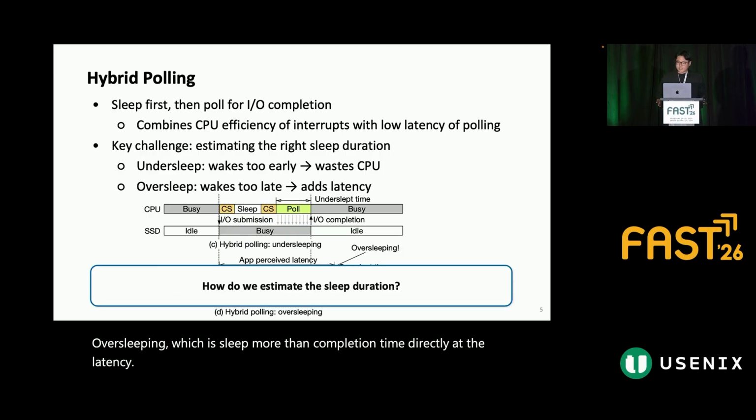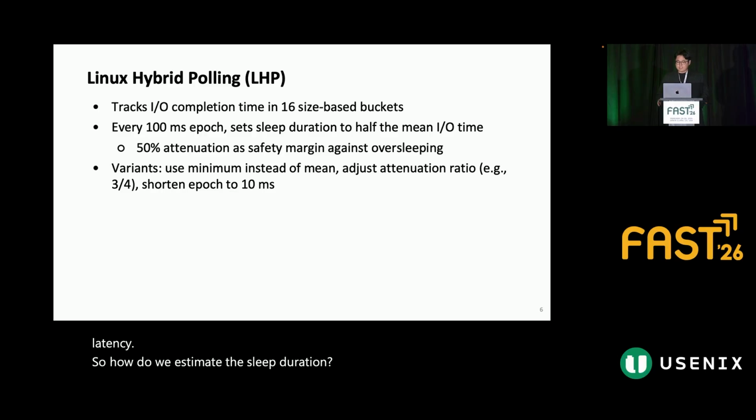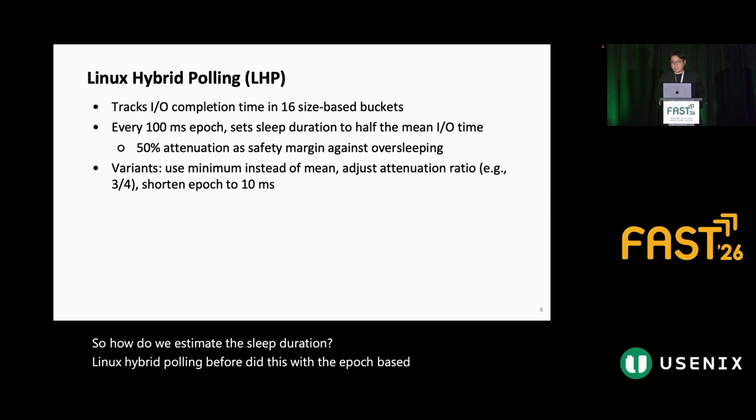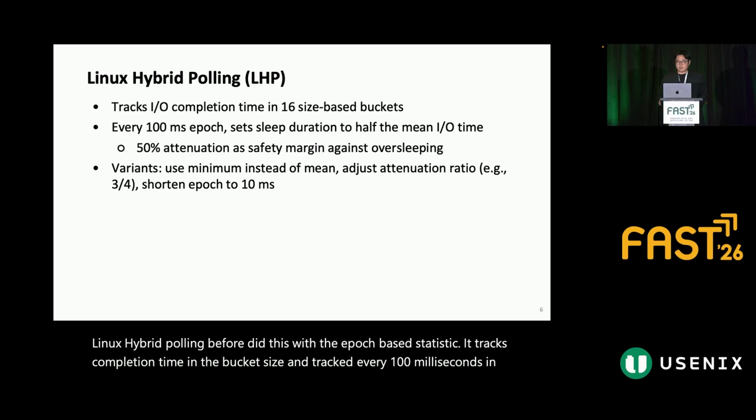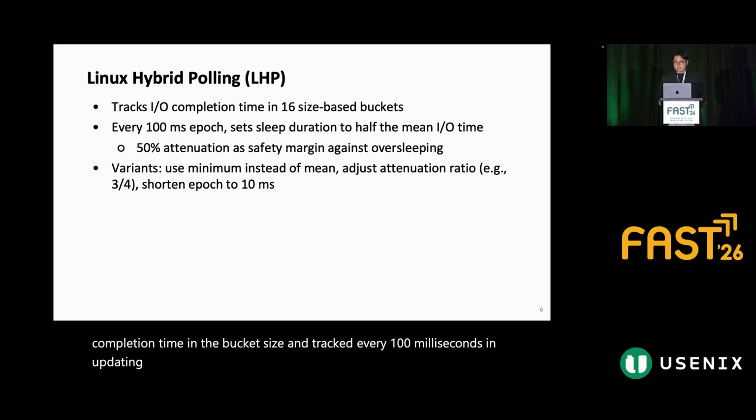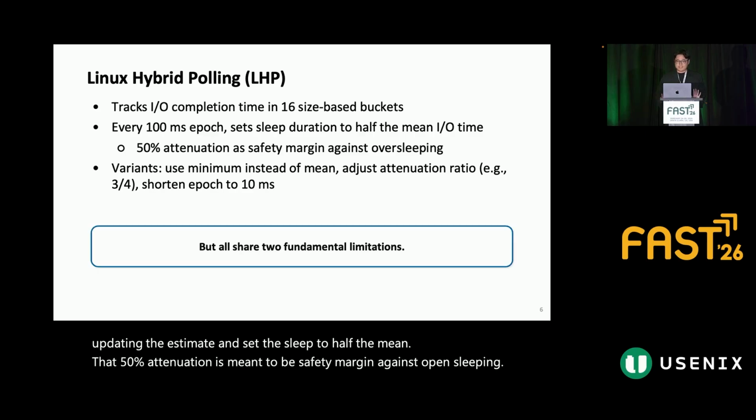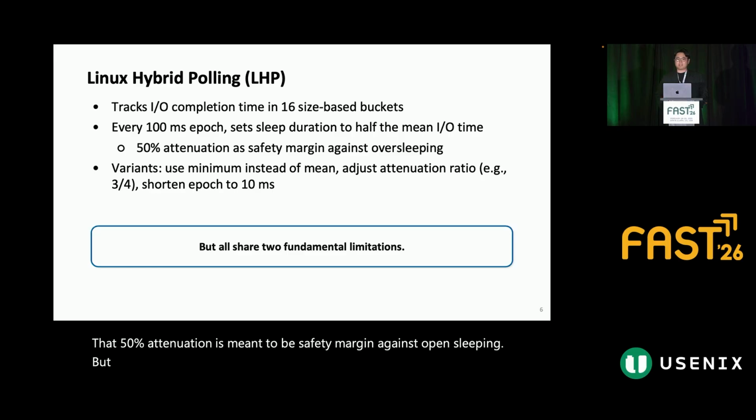So, how do we estimate the sleep duration? Linux hybrid polling did this with epoch-based statistics. It tracks completion time in buckets by size, and every 100 milliseconds it updates the estimate and sets the sleep to half the mean. That 50% attenuation is meant to be a safety margin against oversleeping. But these share fundamental limitations.